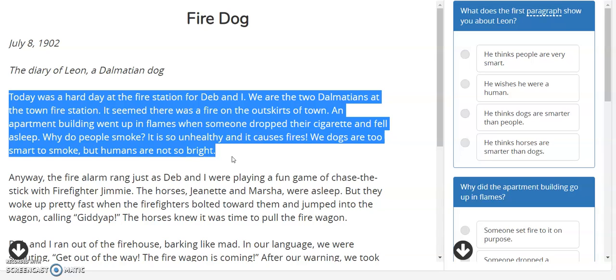So what does that tell you about Lyon? Does he think that people are very smart? He wishes he were a human. He thinks dogs are smarter than people, or he thinks horses are smarter than dogs. Pause the video to answer the question and put your finger or your mouse on the evidence for that.